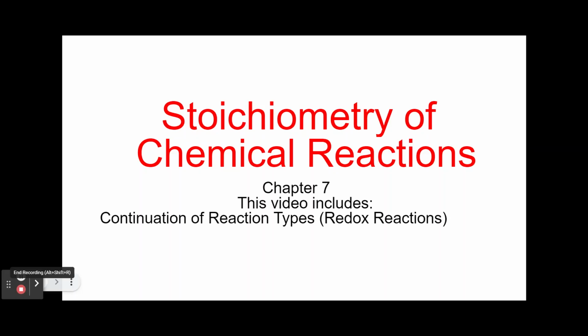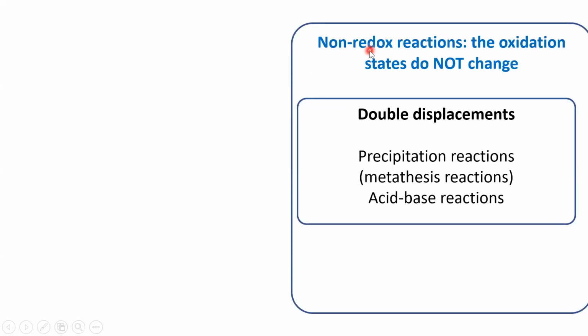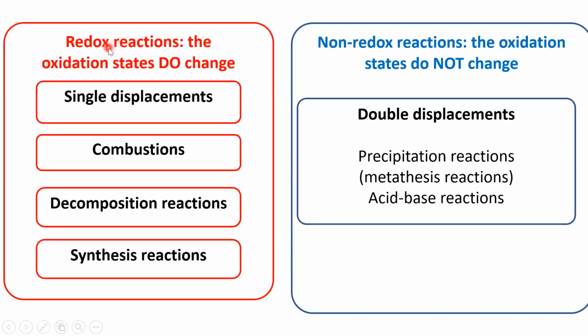Hello. This video includes a continuation of reaction types, specifically redox reactions. We have talked about non-redox reactions. They're called double displacement reactions, and the two types are precipitation and acid-base reactions. So now we're going to talk about redox reactions.